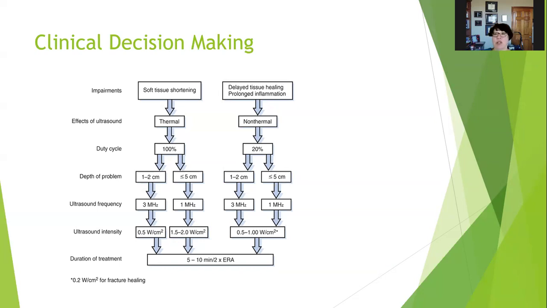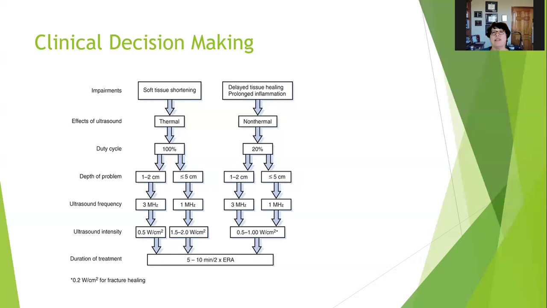And if you're doing a thermal application, you are going to ask the patient after about a minute, do you feel heat? And if they don't, you're going to turn up the intensity a little bit. The duration of treatment is going to be 5 to 10 minutes for 2 times the effective radiating area. So if you have a big area, like a 10 centimeter area, you're going to have to do it for longer. So just think about how that works.